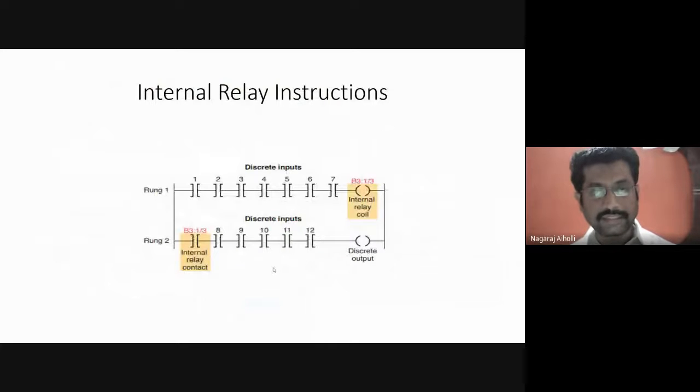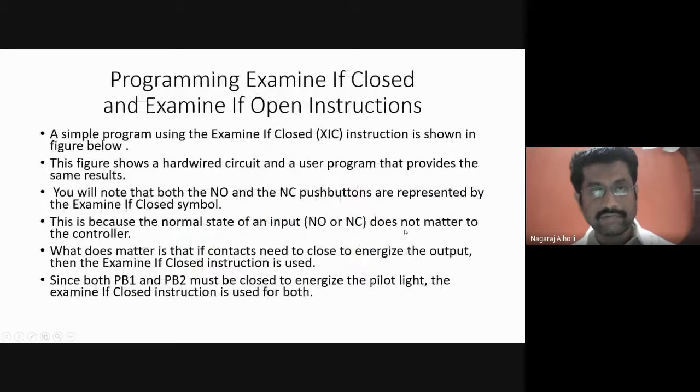These are the internal relay contacts. Internal relay contacts are the storage bits which are meant only to check the status. Okay, they are not meant to control the field devices. And then we have examine if closed, examine if open. Examine if closed means it is on condition. It is also called examine if on.